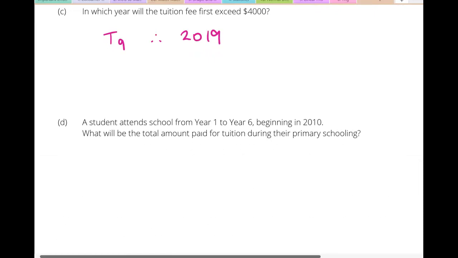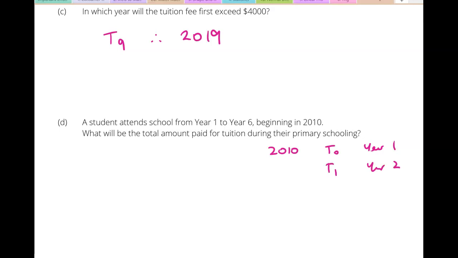And then you've got a student attends school from year 1 to year 6 beginning in 2010. What will be the total amount paid for their primary school years? So given my sequence, 2010 term 0 is year 1. So this is where it gets confusing. Term 1 would be year 2, which is 2011. So year 6 would be 2015. So we want the sum from term 0 to term 5.